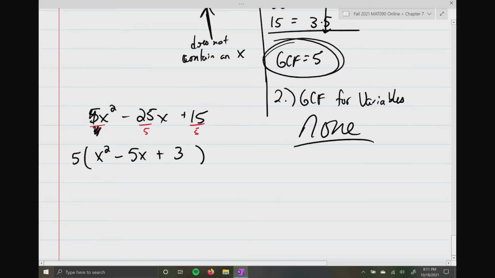The easiest way to check yourself is to distribute. 5 times x squared is 5x squared. 5 times negative 5x is negative 25x. And then 5 times positive 3 is going to be positive 15, which is the original problem. Okay?